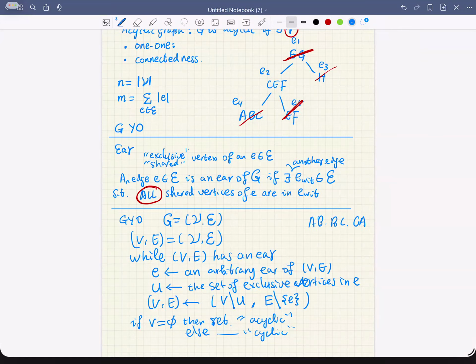You can find no ears. Okay, there are no ears here. So the algorithm is going to terminate. Good.